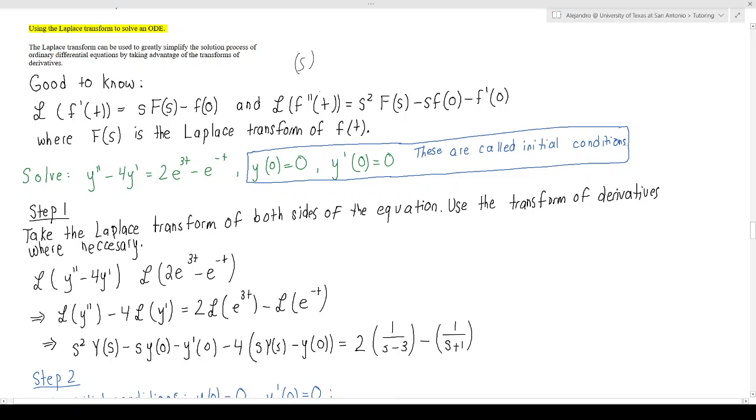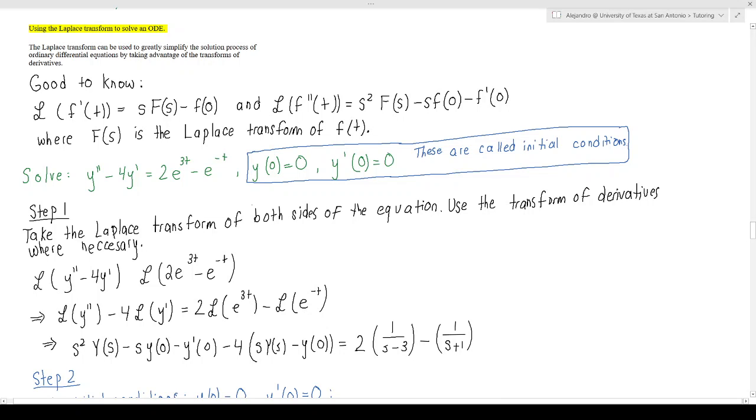And the Laplace transform of f double prime, the second derivative of f of t, is s squared times big F of s, which is, of course, the Laplace transform of f of t, minus s times f of 0 minus f prime of 0. So that's the first derivative of f of t evaluated at 0. And we write here that F of s is the Laplace transform of f of t.